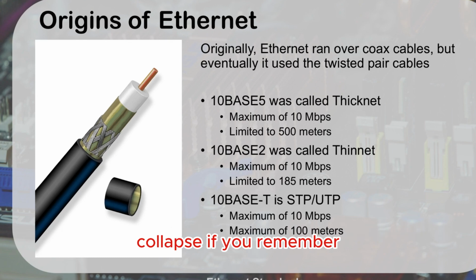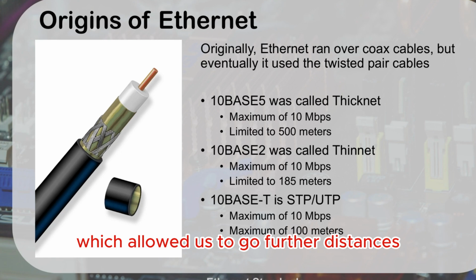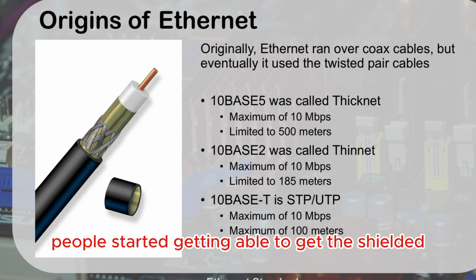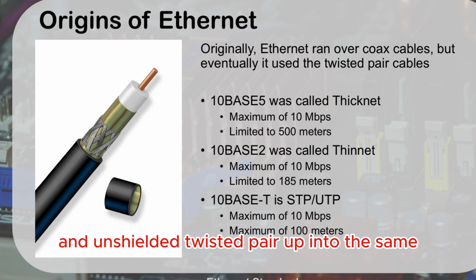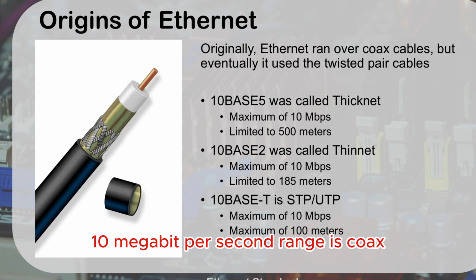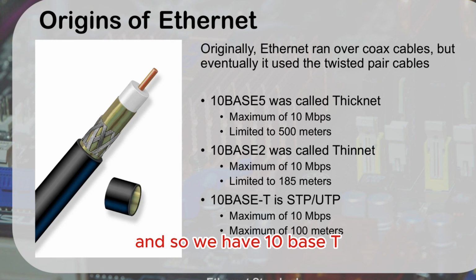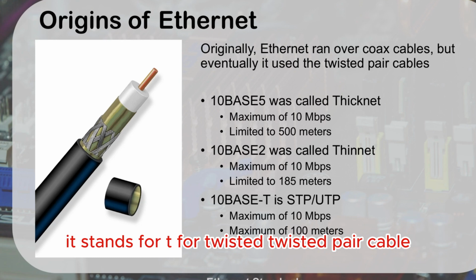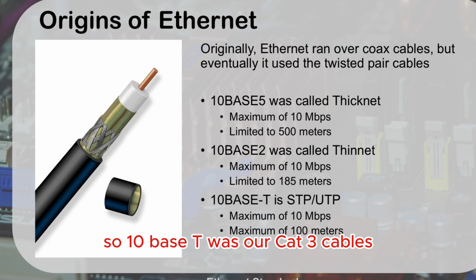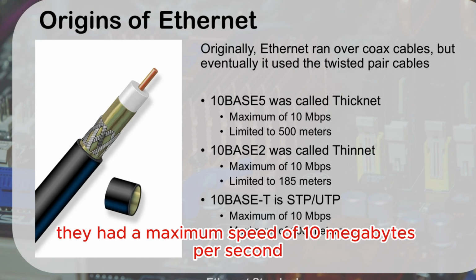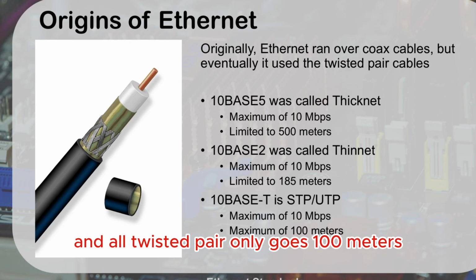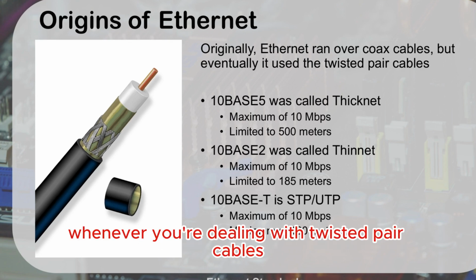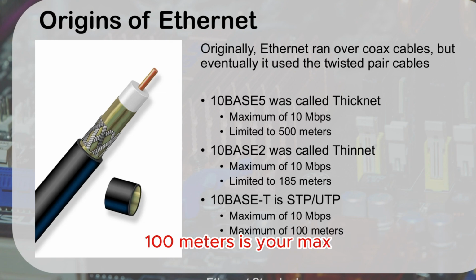Because again, coaxial, if you remember, we have that metal braided shield that eliminated some EMI, which allowed us to go further distances. Eventually, people started getting able to get the shielded twisted pair and unshielded twisted pair up into the same 10 megabit per second range as coax. And so we have 10BaseT. The T doesn't stand for the distance anymore. It stands for T for twisted pair cable. So 10BaseT was our Cat3 cables. They had a maximum speed of 10 megabits per second, and all twisted pair only goes 100 meters. Always keep that in mind whenever you're dealing with twisted pair cables. 100 meters is your max.